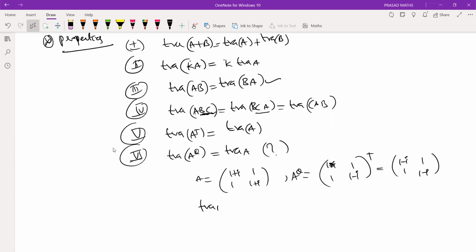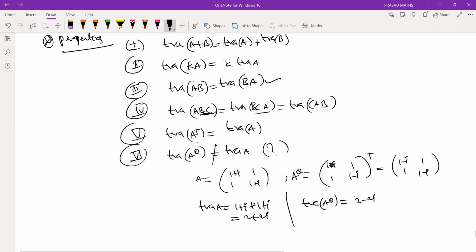What is trace of A? Trace of A is 1 plus i plus 1 plus i, that is 2 plus 2i. Trace of A theta is nothing but 2 minus 2i. Therefore, they are not equal. In general, trace of A theta may not equal trace of A. If the matrix is real, A theta is equal to A transpose, both are the same. If your field is R, A theta is equal to A transpose. But in general, they need not be equal when you deal with a complex field.